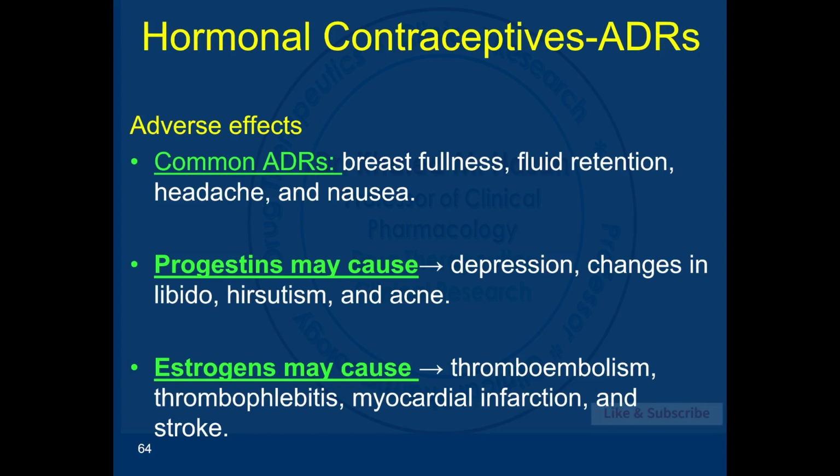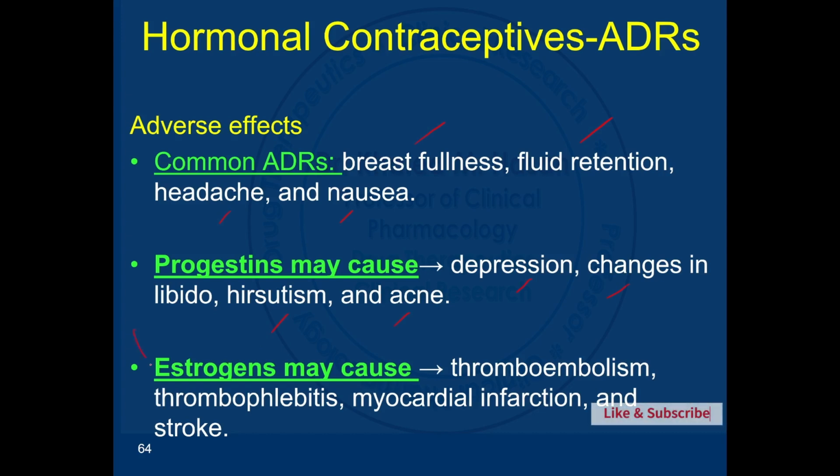Okay, so here we have adverse effects or unwanted effects related to the hormonal contraceptive. We have common adverse effects, which are popular in practice. You can see breast fullness, fluid retention, edema, headache, nausea. We also have some side effects related to the progestins. Progestin may cause depression, decreased libido, acne, and hirsutism.